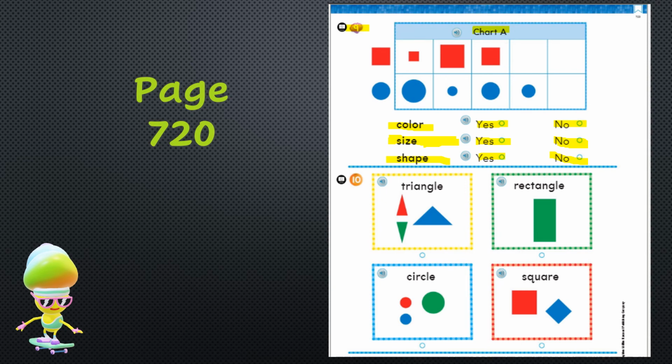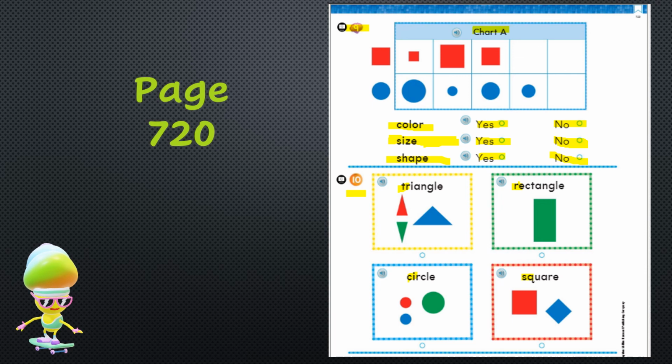And then once you're finished, let's go on to number 10. For number 10, we have 4 different boxes, and each of them are labeled with a different shape. We have triangle, rectangle, circle, and square. You can tell what each word says because that's the shape that's in each box, right? Okay, what you need to do is, underneath each box is a bubble for us to color in for our answers, okay? And you can pick more than one here also, all right?